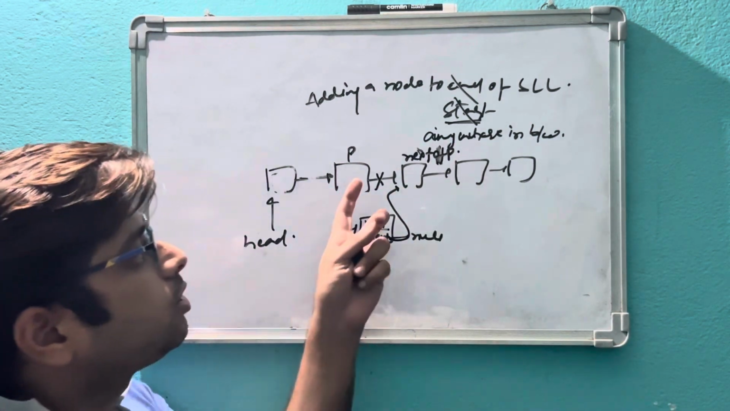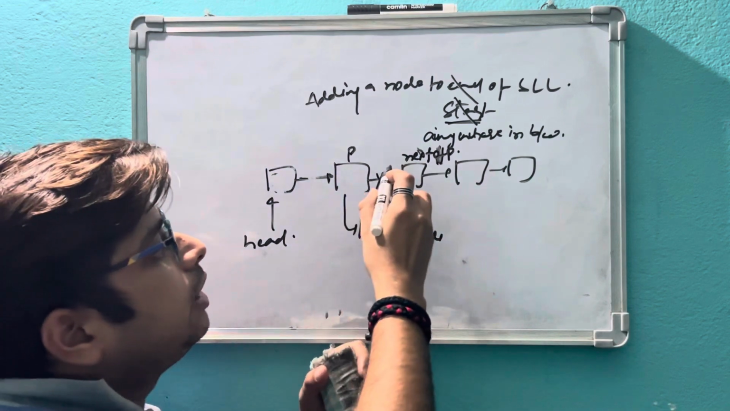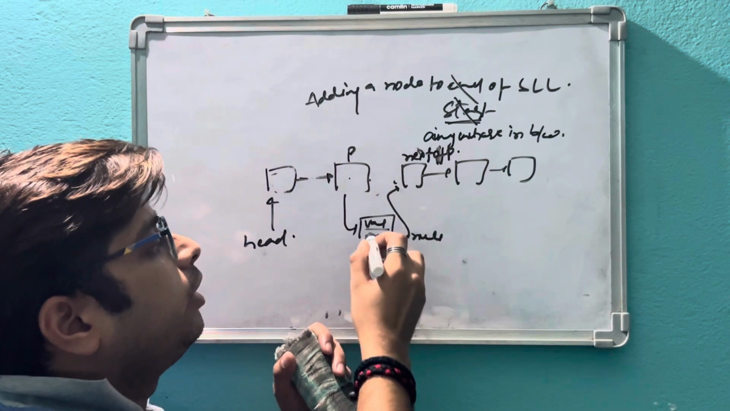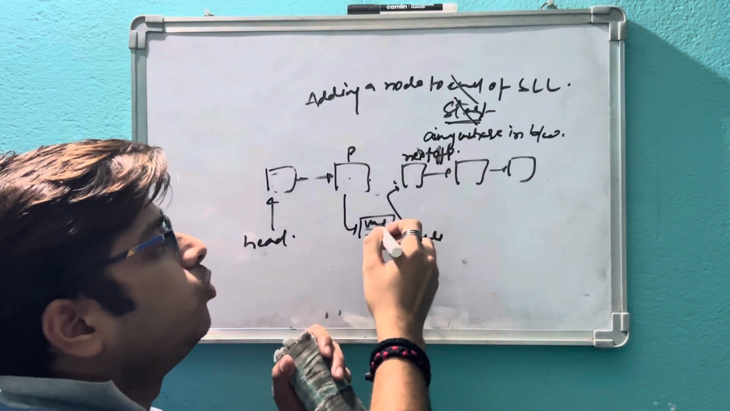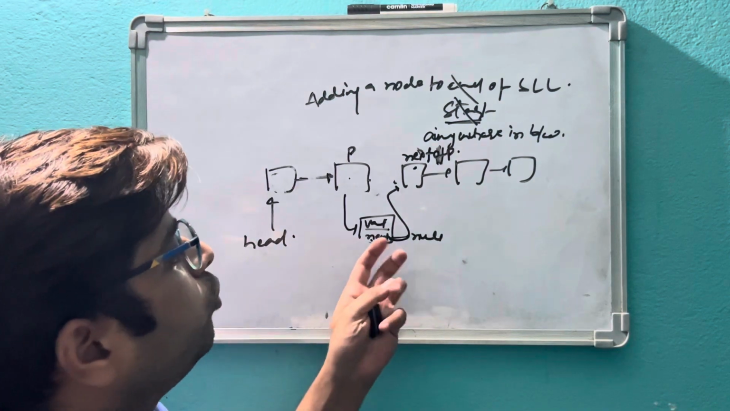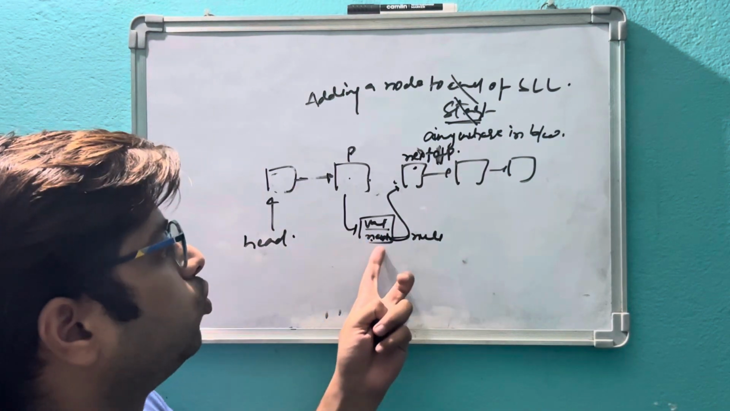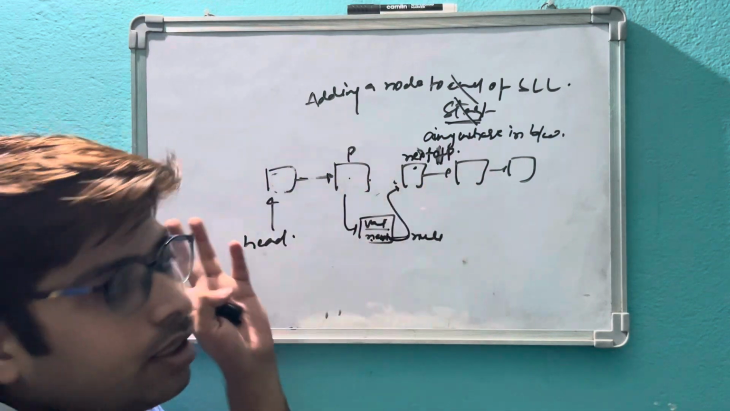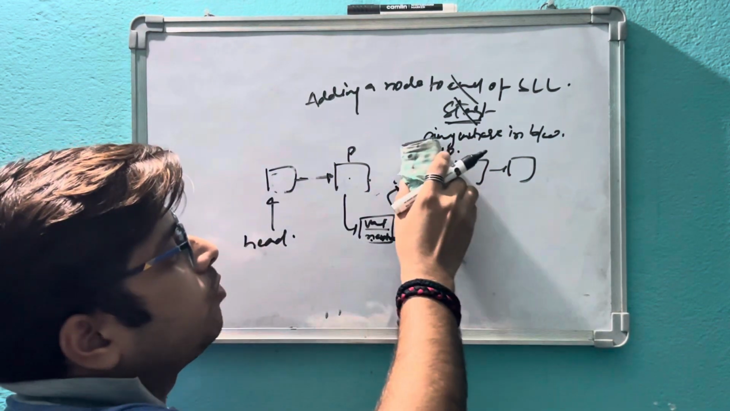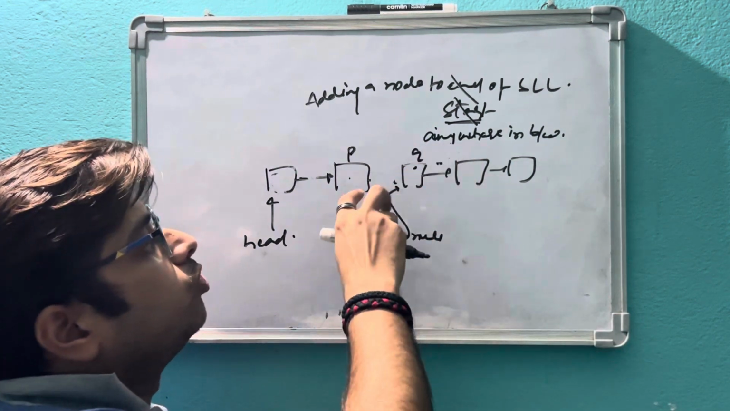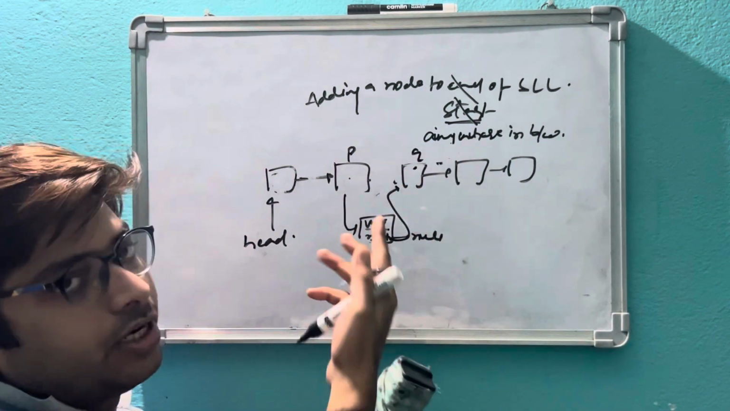In this way this linkage would be broken, and our P node would be pointing to this, and the new node would be pointing to the next. So in this case we would be able to add this node in between P and next of P. Let's say instead of calling it next of P, we could rename it as Q. So in between P and Q we have added a new node.